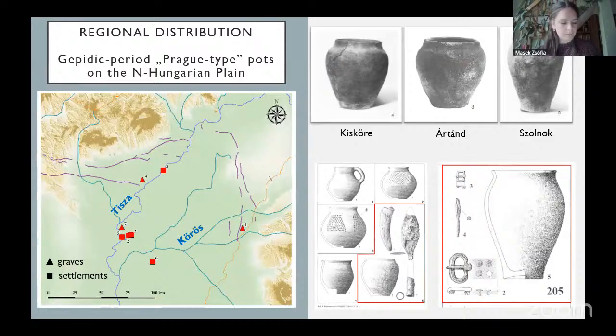On this map, Gepidic period sites are shown where similar vessels have been found. This tradition is most characteristic of the northern Hungarian plain. In the southern Tisza region, handmade pottery is mostly absent from Gepidic settlements. Based on current research, we cannot definitively identify this material in the southern territories of the Gepidic kingdom, I mean the lower Tisza, the Banat region, or Pannonia Sirmiensis.